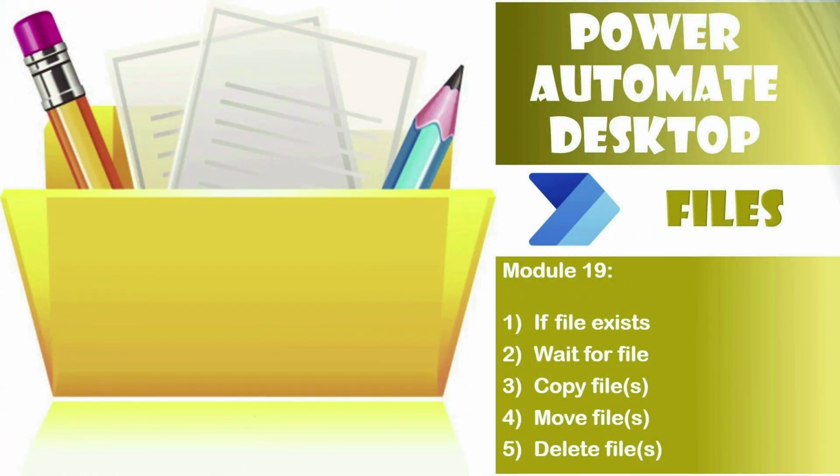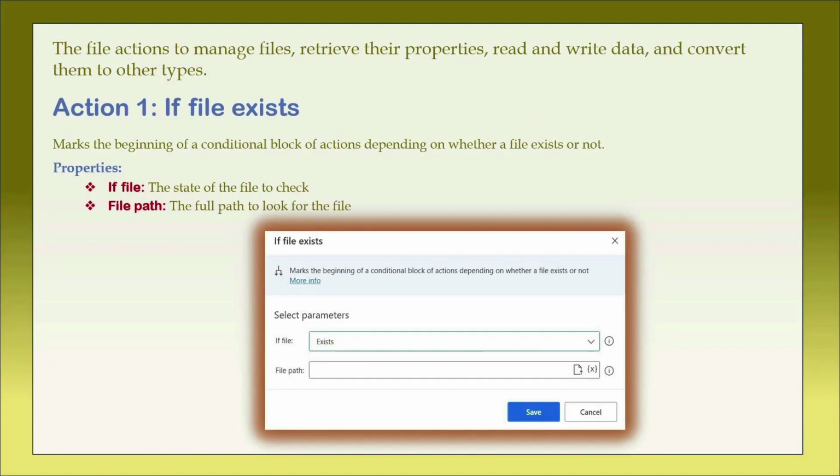My name is Vishal Ramlani, and in our session today, we will learn about files actions provided by Power Automate Desktop. The files actions that will be covered in today's session are: first, if file exists; second, wait for file; third, copy files; fourth, move files; and fifth, delete files. Let's start with our first action, which is if file exists.